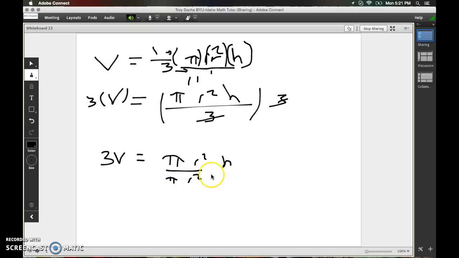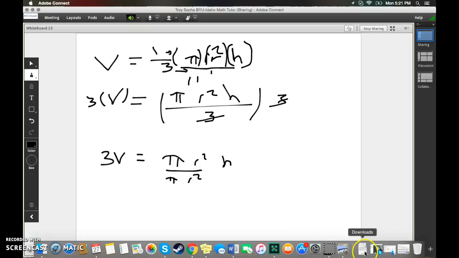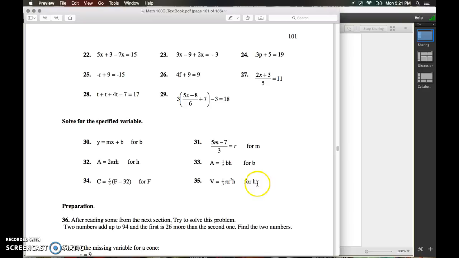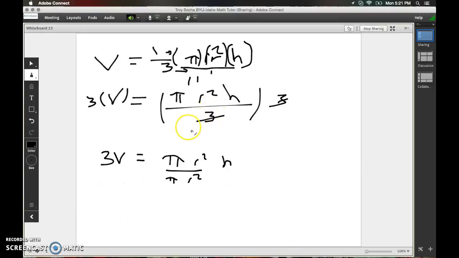Why am I going to do that? Well, we're solving for h, right? So if we go back to this, we're solving for h. It wants h again. Just like in this equation, it wanted h. But we had an extra step because we had that pesky 3 that we had to remove. So we divide both sides by this again. And now our h equals that, because these crossed out, right? So we get h equals 3v over pi r squared.